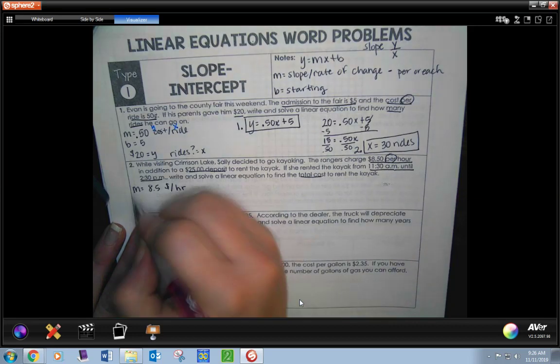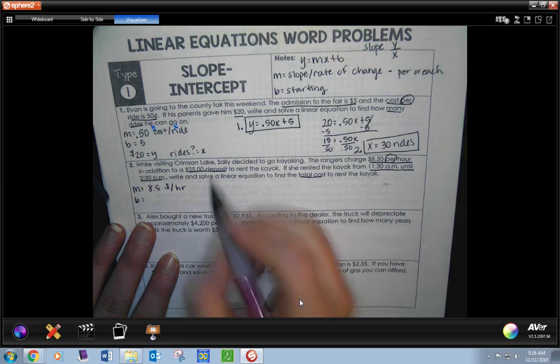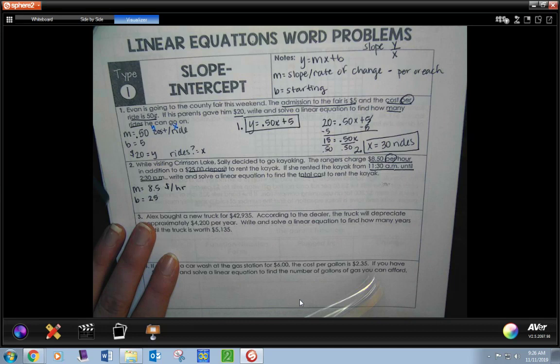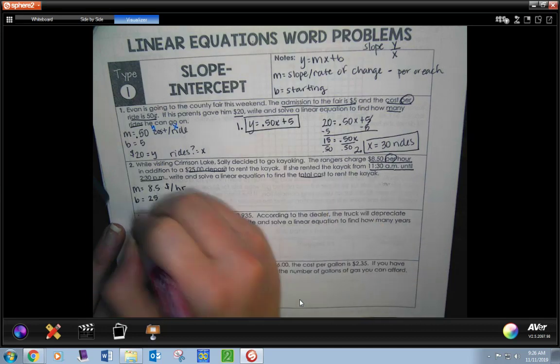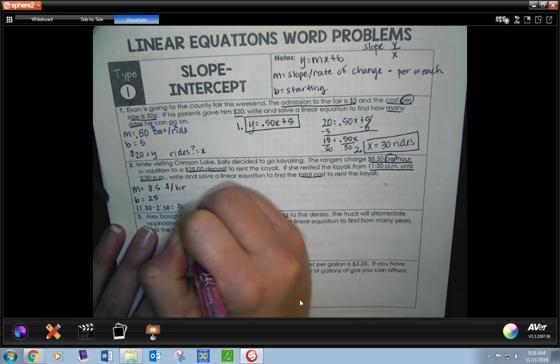Okay. My b, my starting cost, in order to get this kayak, it's going to cost me $25 no matter what. And then I know that I have it from 11:30 to 2:30, which becomes a total of 3 hours.